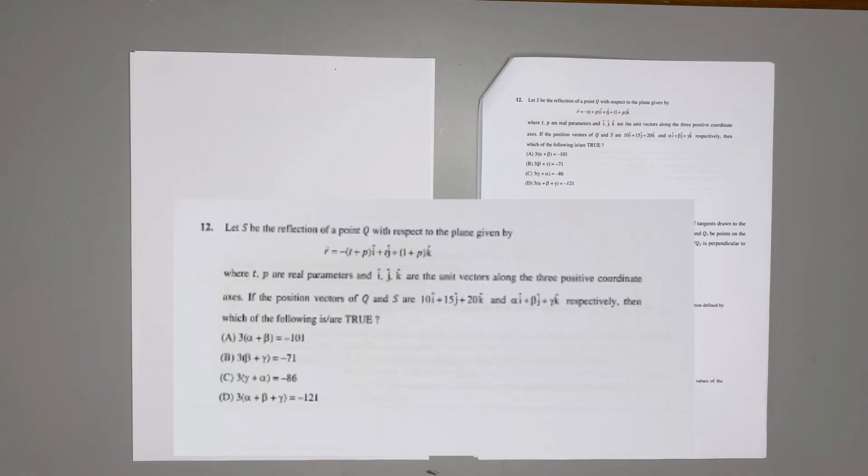Question 12. Let S be the reflection of a point Q with respect to the plane given by r equals negative (t plus p) i plus t j plus (1 plus p) k, where t, p are real parameters and i, j, k are unit vectors along the three positive coordinate axes. If the position vectors of Q and S are 10, 15, 20 and alpha, beta, gamma, respectively, then which of the following is/are true?